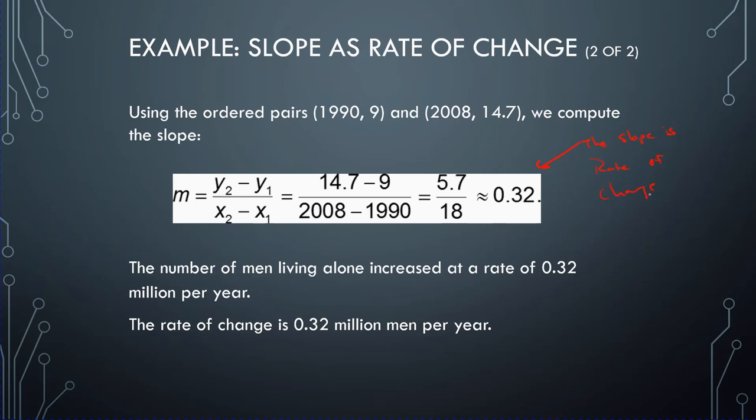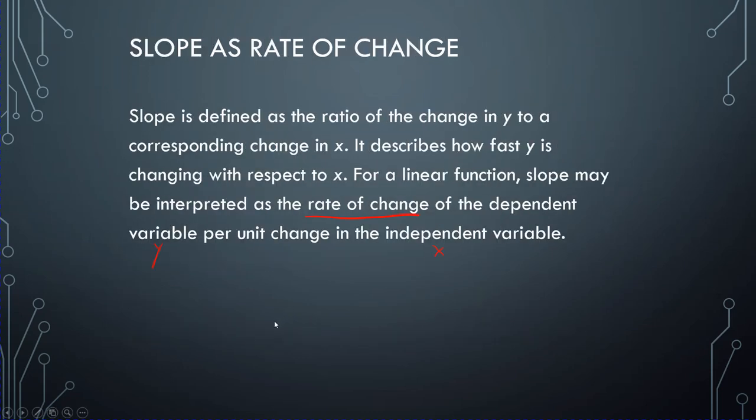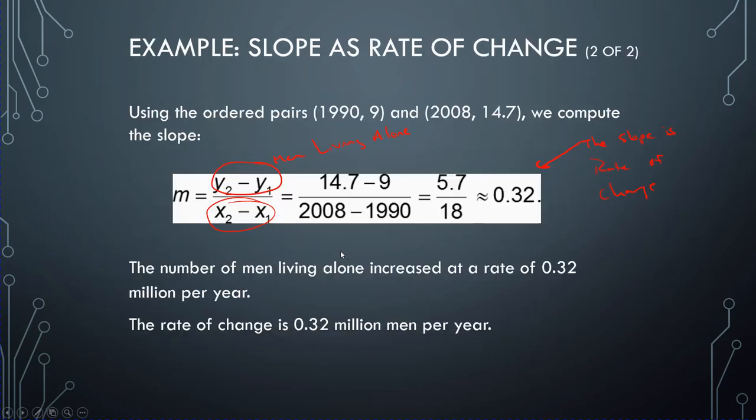And what this rate of change is telling us is, look, how much does the y variable change? The y variable here is men living alone. And this is when x changes, going back to how much it changes per unit change in the independent variable. Well, the per unit here is per year. I was just going to give the rate of change, and the x variable here is per year.